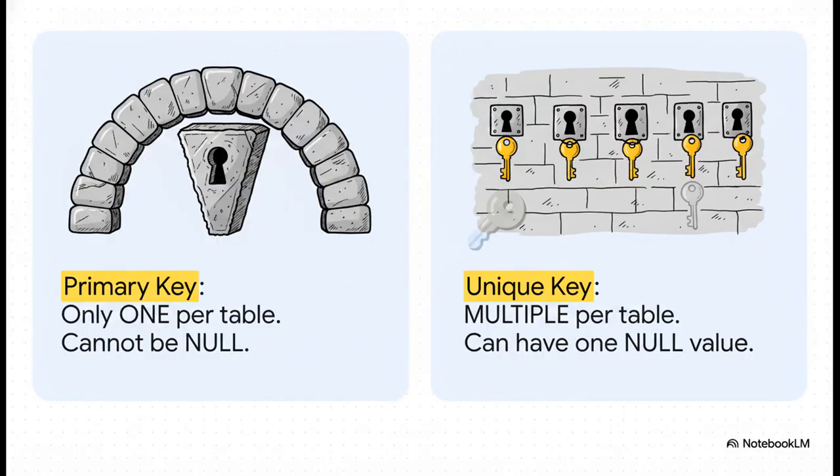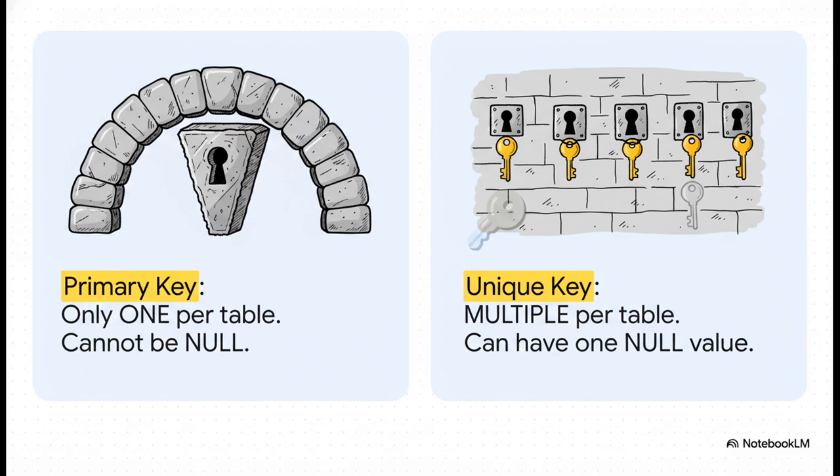This is where people often get primary keys and unique keys mixed up, but the difference is so critical. A table can only have one primary key. It's the ultimate boss of identity for that table. But you can have several unique keys, like one for an employee's email and maybe another for their national ID number. And here's the other big difference. While a primary key must always have a value, a unique key can allow one and only one row to be empty or null.